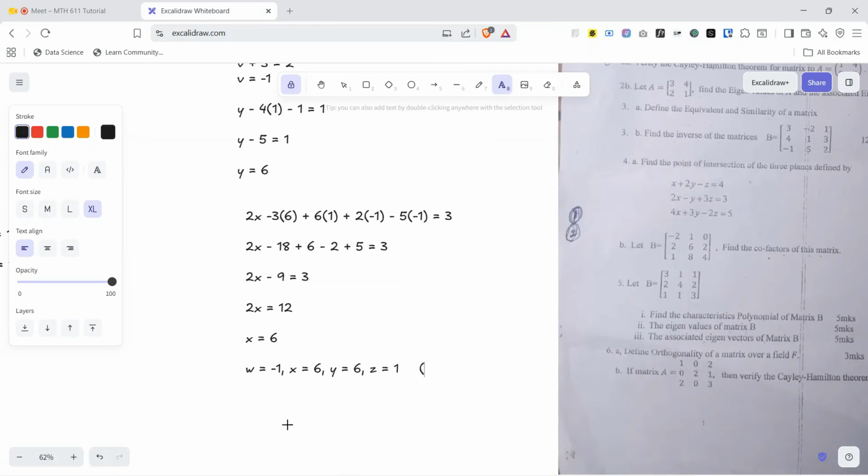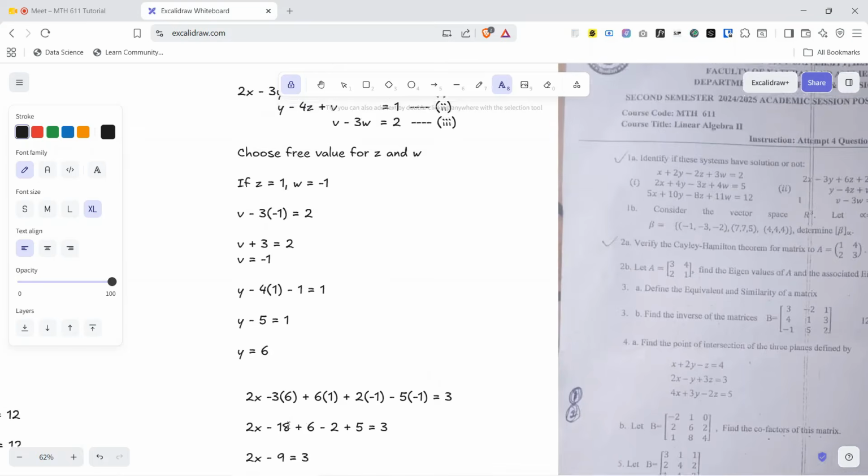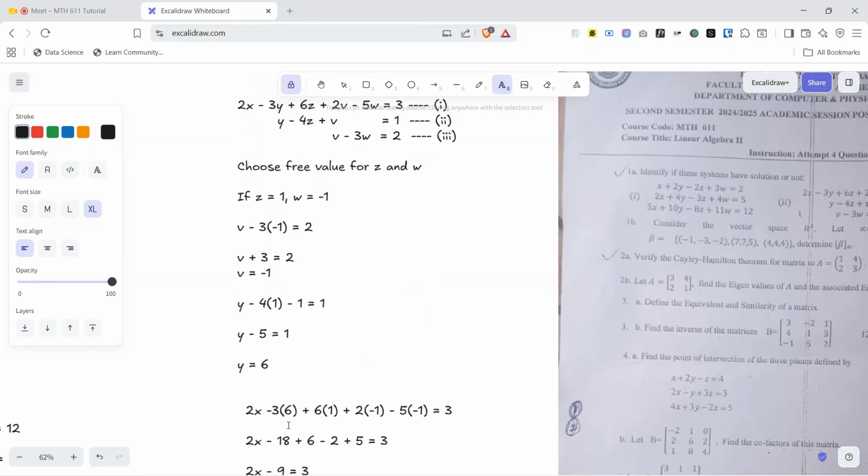Any question? Yes, I have a question. So are we just to assume that Z and W, are we just to assume any values for them?